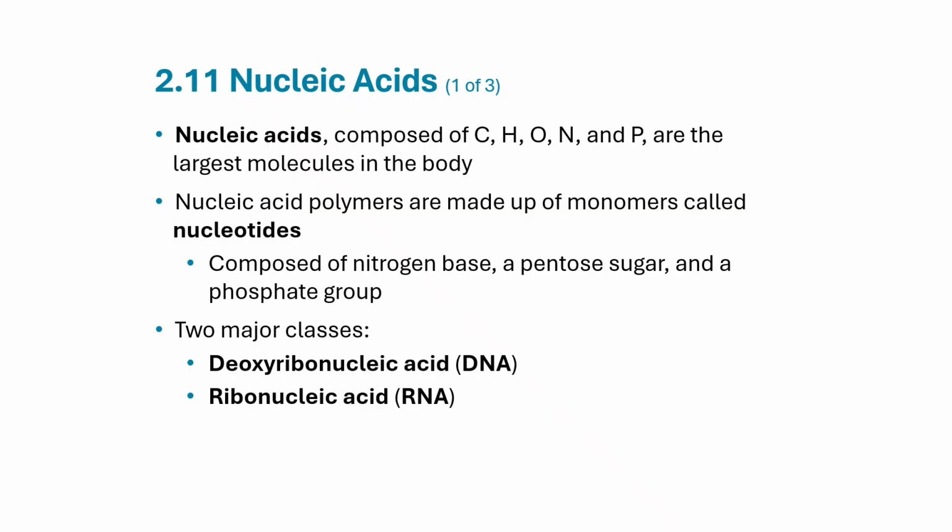There's two major classes, DNA and RNA. So deoxyribonucleic acid and ribonucleic acid. So DNA, there is DNA in every one of our cells. And if you actually unwind a DNA, it's about 6 feet long. So it is jam-packed in our bodies.